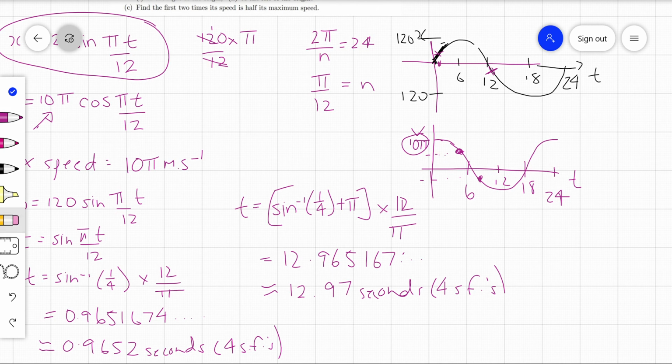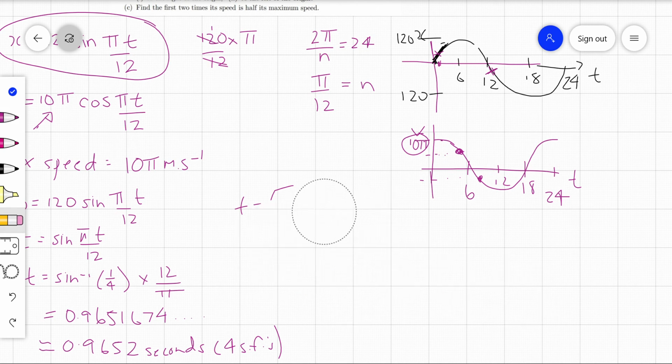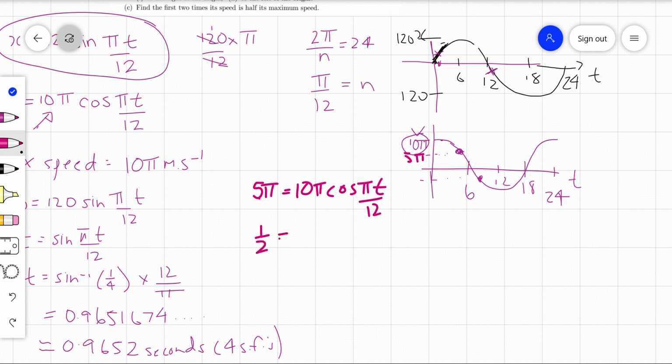So if we find one, we can use the graph or we can use our algebra. So using our velocity equation, we've got half is what we want. So half of 10 pi is 5 pi, 10 pi being max, so we're looking at where it's 5 pi. We're looking for 5 pi for velocity in this equation, but that's really just the same as a half, 5 pi on 10 pi, so a half for this cos curve.